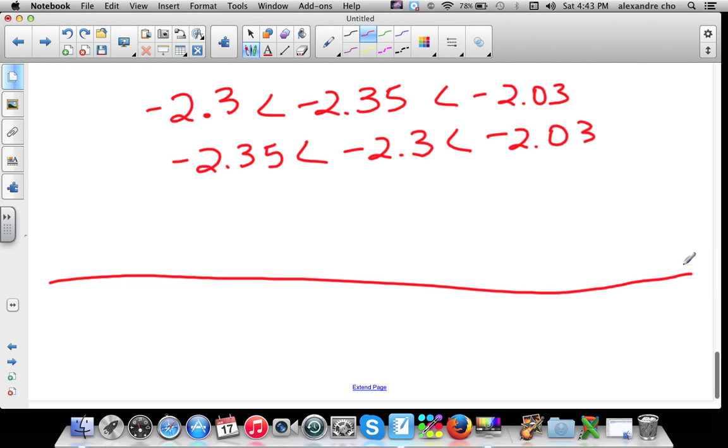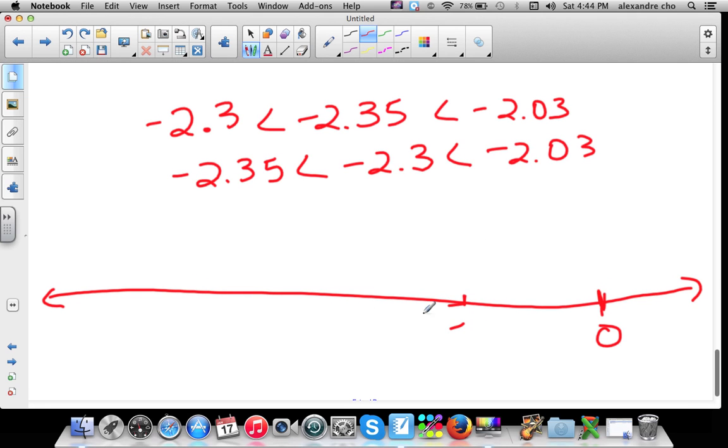I would use a number line, and I would put these numbers in there. Here's 0. You don't need any positive numbers, so you're dealing with a bunch of negatives. So let me just make that a little bigger. Let's make that negative 1 over here. Alright, so we have 0, negative 1, negative 2, negative 3. Okay, so let's plot all three numbers, and then we can tell.